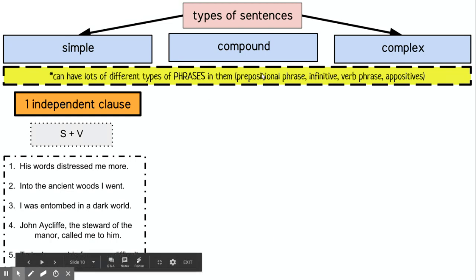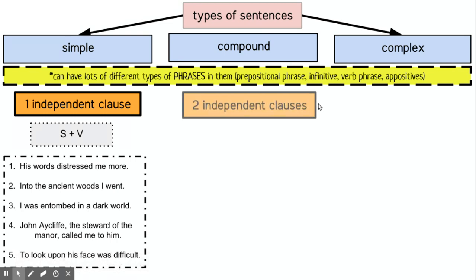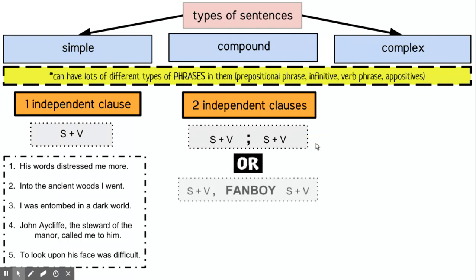Okay. The next type of sentence is a compound, and by definition, a compound sentence is two independent clauses. And I guess it would make sense that we have two formulas that we could use. We could have an independent clause, a subject and a verb, followed by a semicolon and another subject and a verb. Or we could have a comma and a fanboy between those two subjects and verbs.